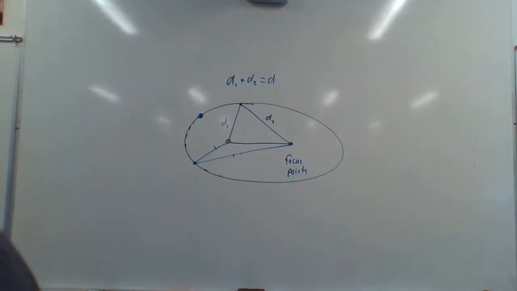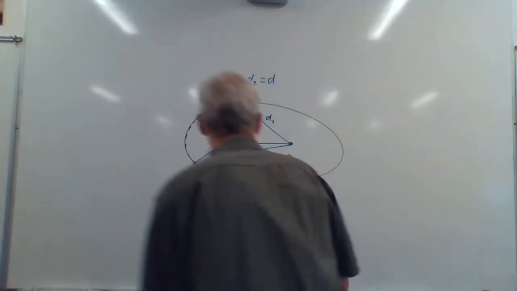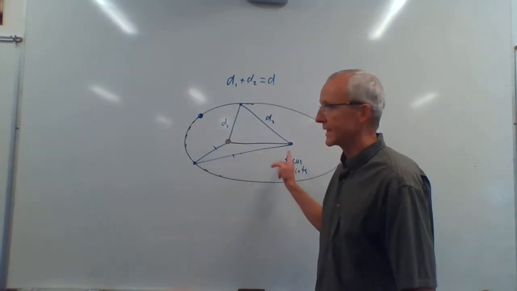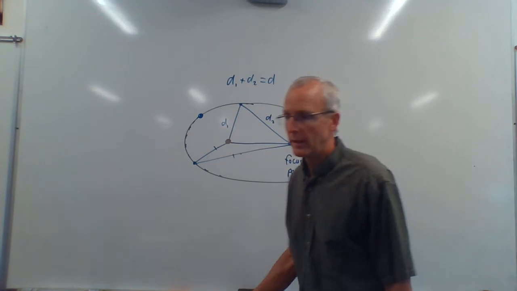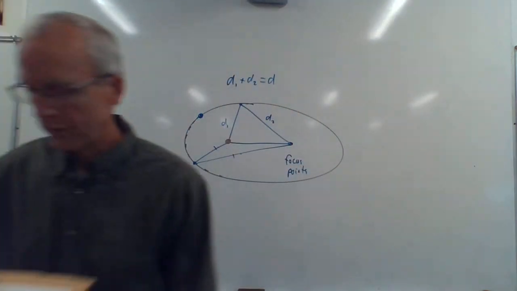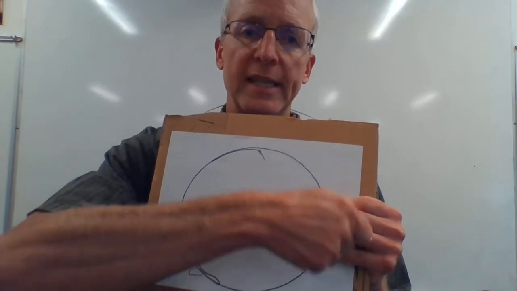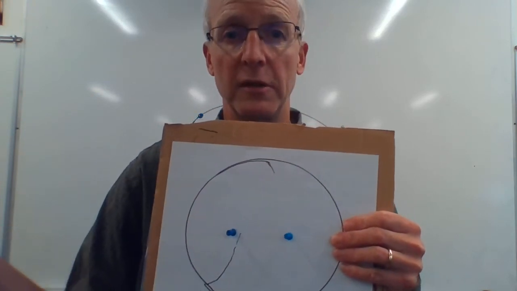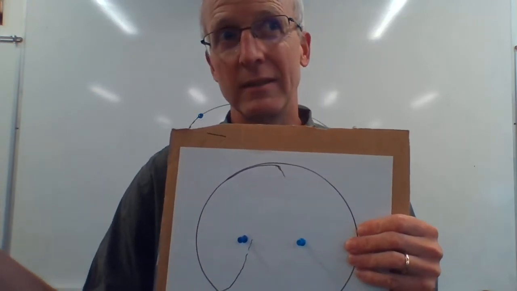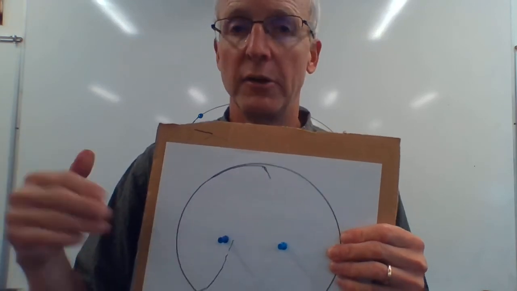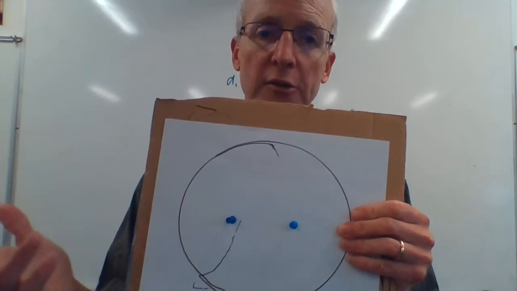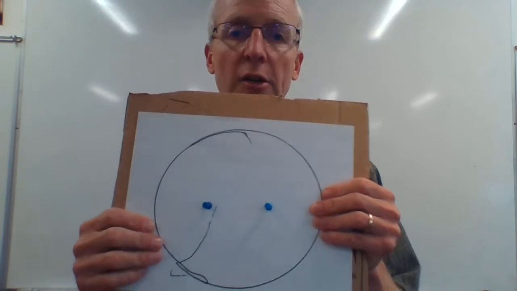Okay, so basically, if you have both focus points in the same place, it's a circle, right? If I put both of these in the same place, that's basically like I have just one, and if I pull it around, it's a circle. The length of the string is the radius, right? So a circle is an ellipse. It's like the ultimate ellipse.